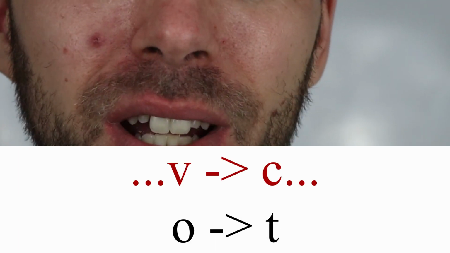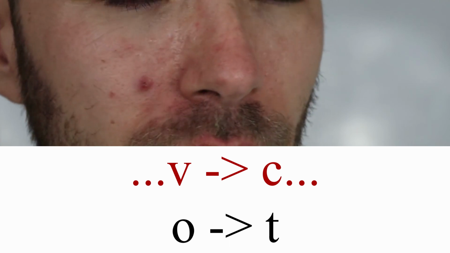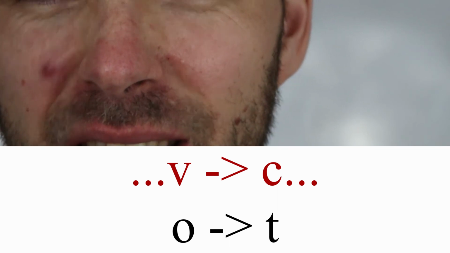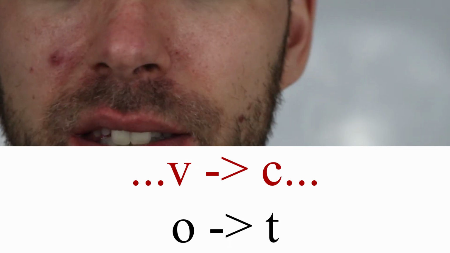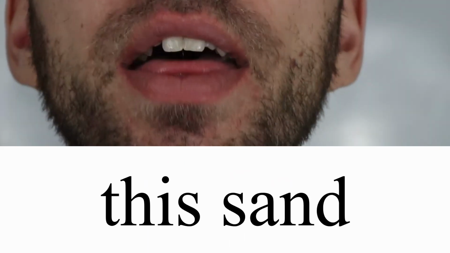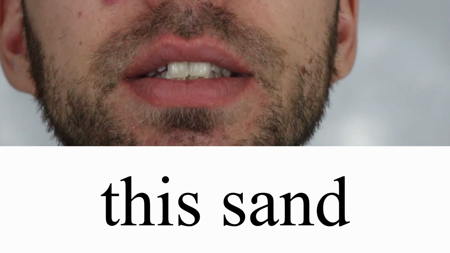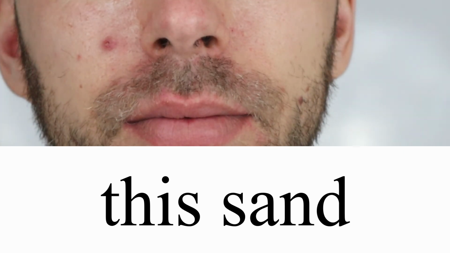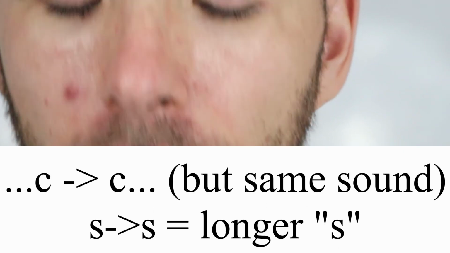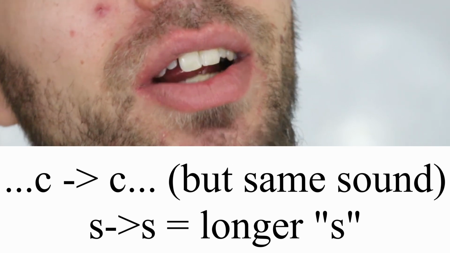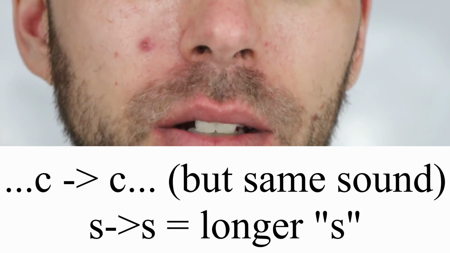Okay, this is vowel to consonant. It's not going to connect, and we really hear that T, especially going slow, that T kind of just cuts it. Definitely no connection. This sand. Obviously, we get a slightly longer S, so that does connect.